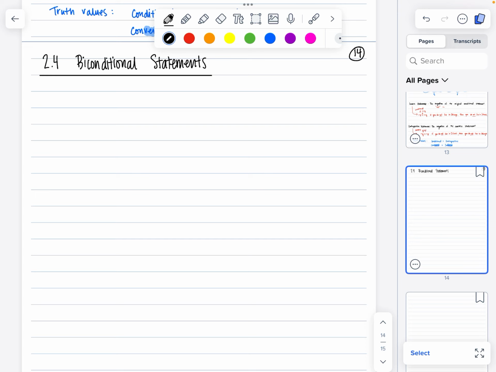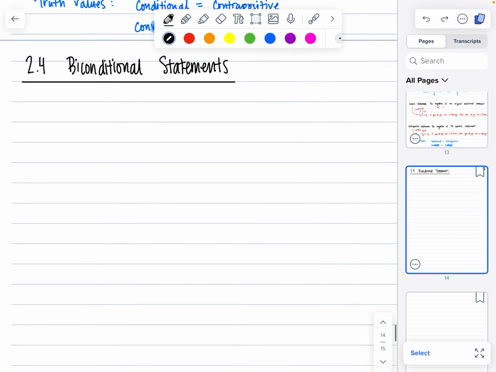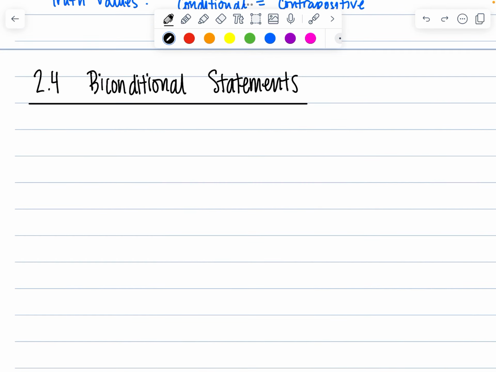What is a biconditional statement? Well, the prefix bi means two. Anytime you see that prefix, you should think of the number two. So a biconditional statement sounds like two conditional statements, and that's pretty much what it is. A biconditional statement is equivalent to two statements in one.